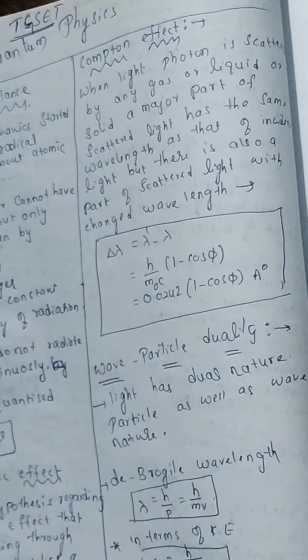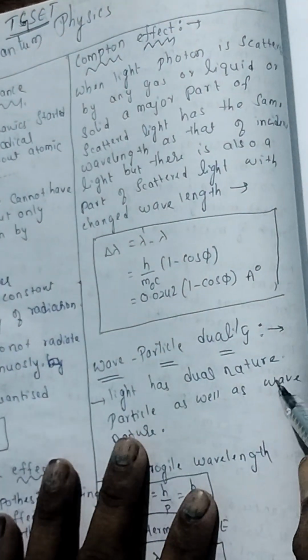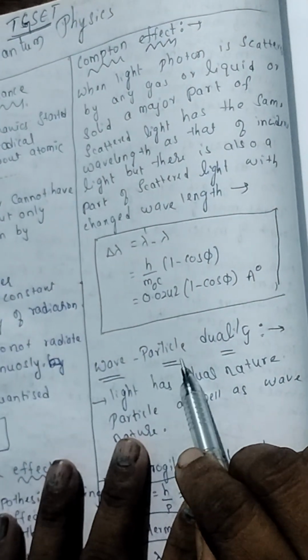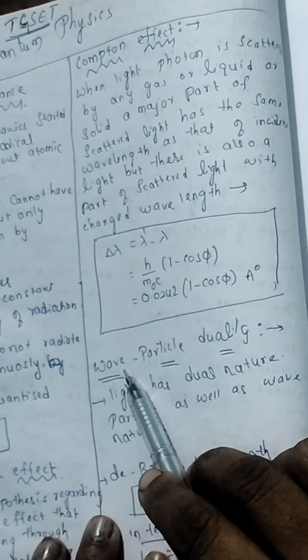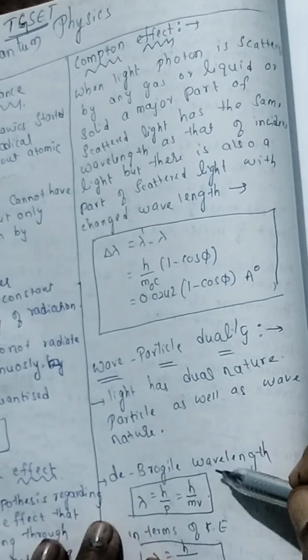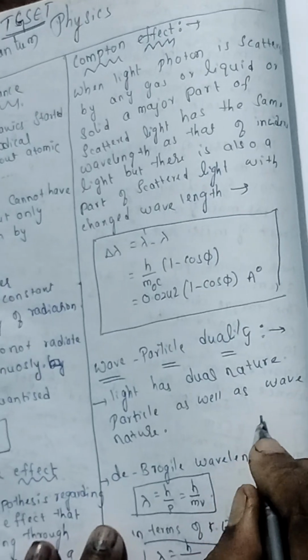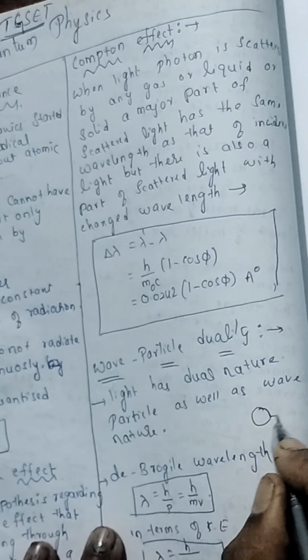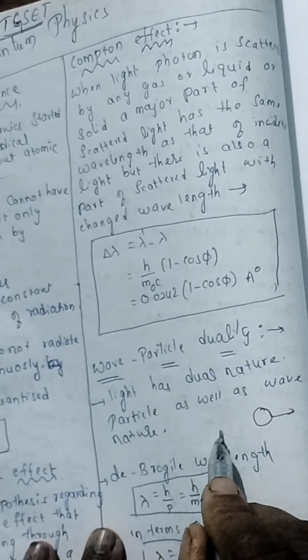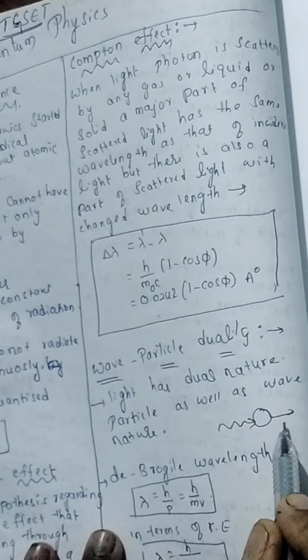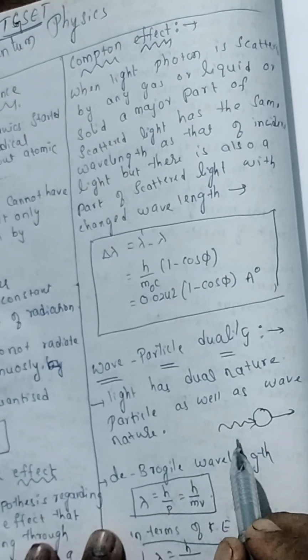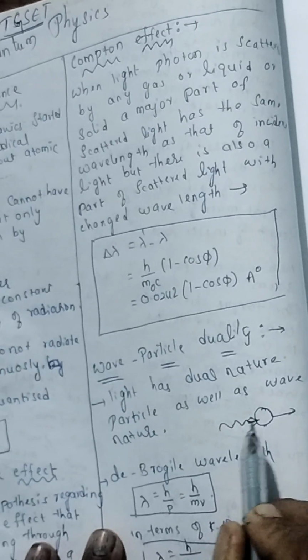Now, next, let us move towards wave particle duality. Wave particle duality means here that light has a dual nature: one is the particle nature as well as a wave nature. Now, de Broglie says that every moving particle is associated with a wave.